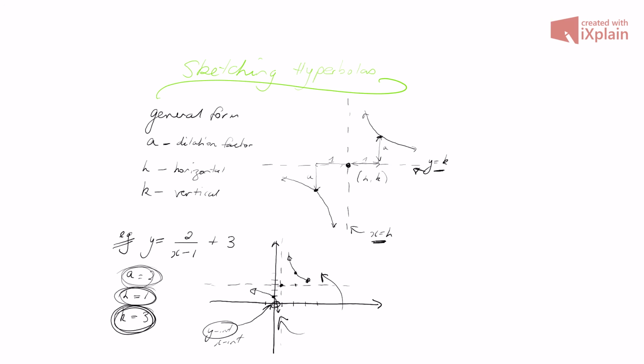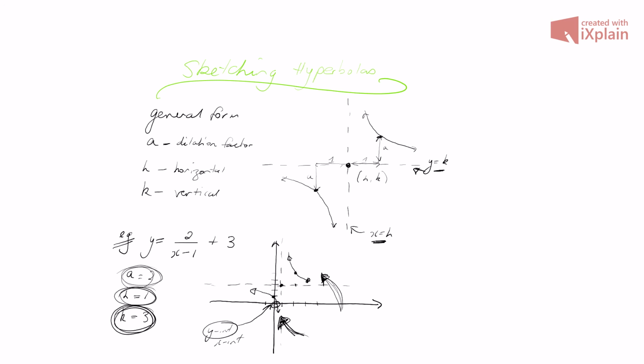Remember, if you have a negative a value, that means the function flips over. The part of the function that's down on the bottom left-hand side flips up to the top, and the part of the function that's on the top right-hand side flips down to the bottom.